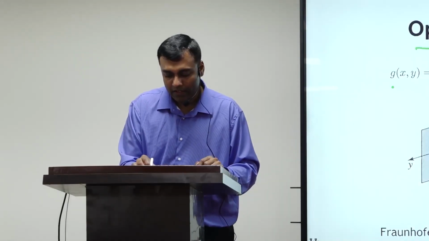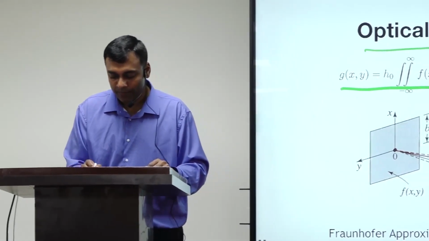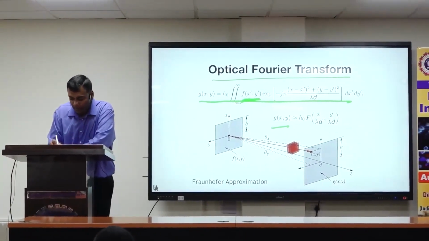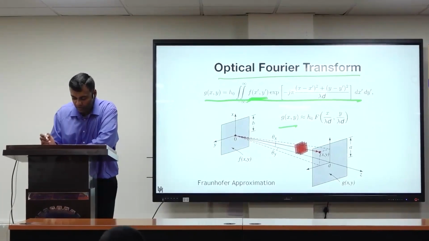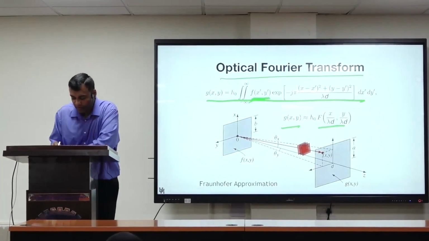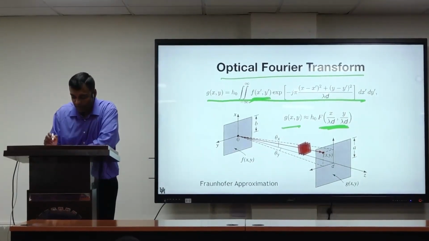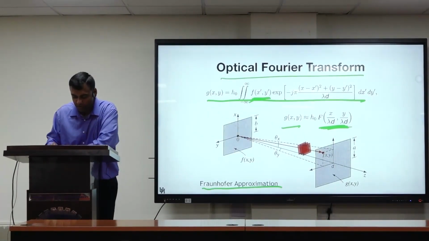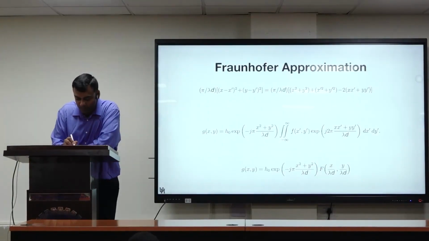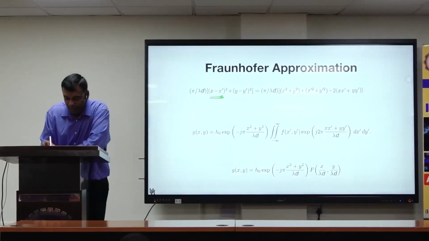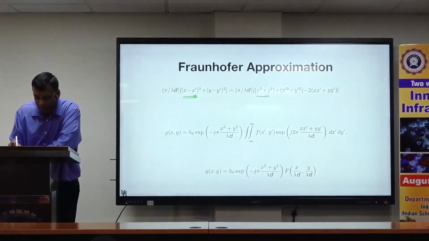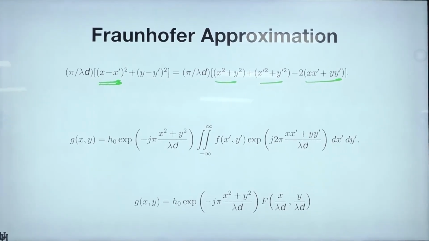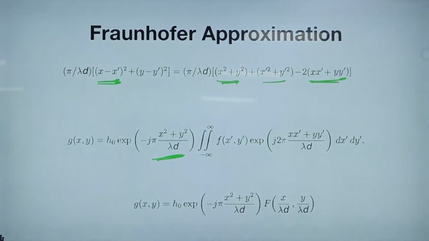Okay, so start with the equation that we just got previously. What was this? It is f(x prime, y prime) times e to the something. This can be written in this form. This is what's called the Fraunhofer approximation. Let me show you how we get to that. x minus x prime and y minus y prime can be written as x square plus y square plus 2xy, so you split each of these terms. x square plus y square you keep outside. Then x prime and y prime.